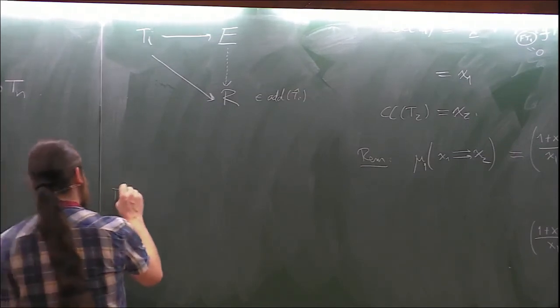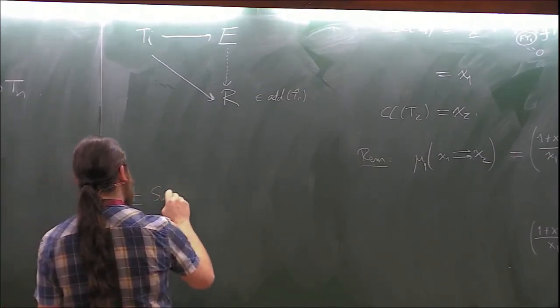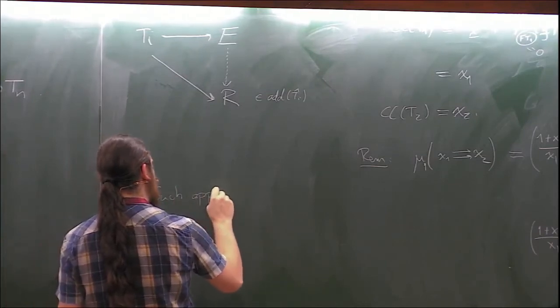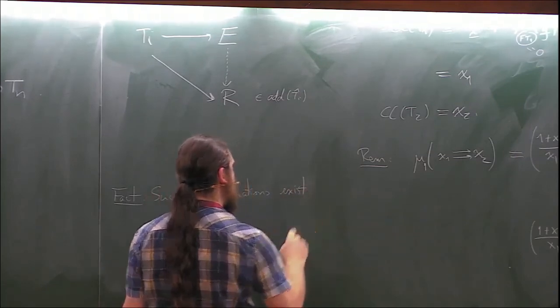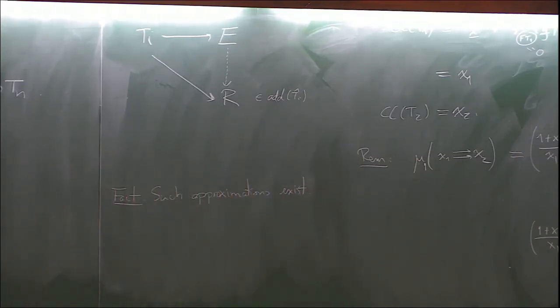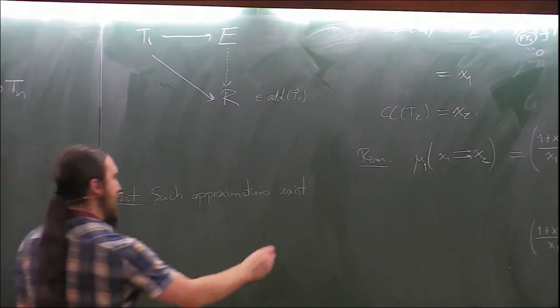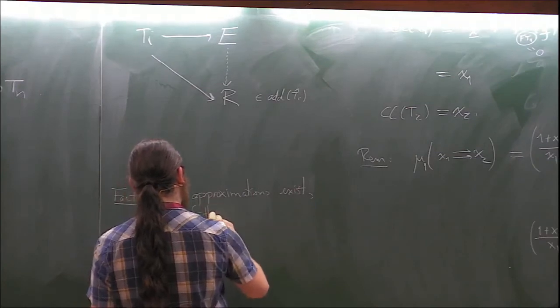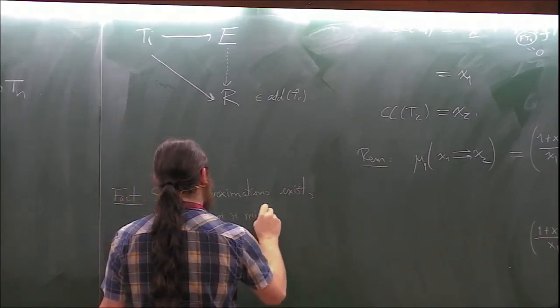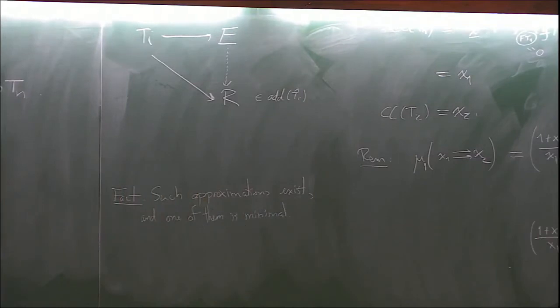So one fact is that such an approximation exists. And one of them is minimal. And minimal here could be defined in several ways, but in this context, I will just say that it means that E has as few indecomposable direct summands as possible.